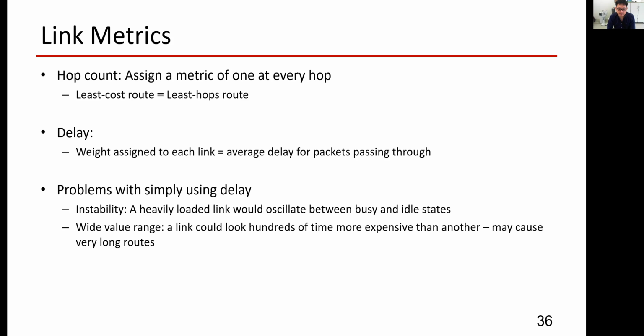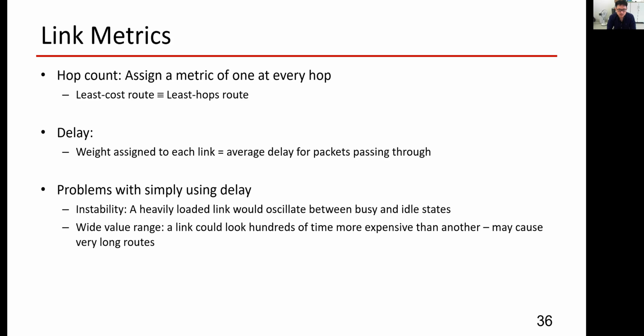Average delay for packets passing through is the delay, and the problem with simply using delay is instability. A heavily loaded link would oscillate between busy and idle states if only delay is used. Because when heavy packets are coming, the delay becomes longer, right? Then if smaller packets come, the delay gets smaller. If you're using only delay, that path took longer because there is heavy traffic there, and it will oscillate between the two.